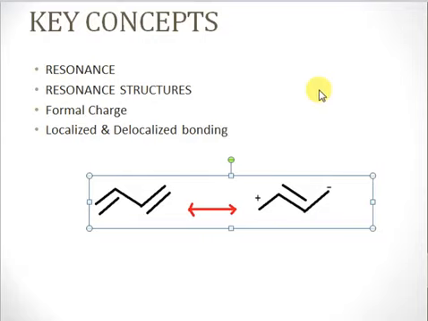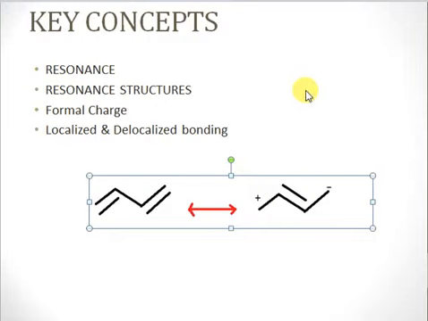So when we make use of two or more structures to explain the structure of a real object which cannot be drawn otherwise, then this is known as resonance, right? And the structures we make use of for explaining that real structure are known as the canonical forms, or they are also known as the contributing structures, or simply the resonance structures, right?